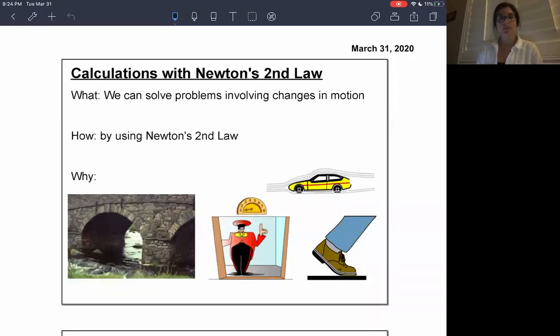Right, guys, so I think the video has started. We're going to get started with doing actual calculations with Newton's second law.